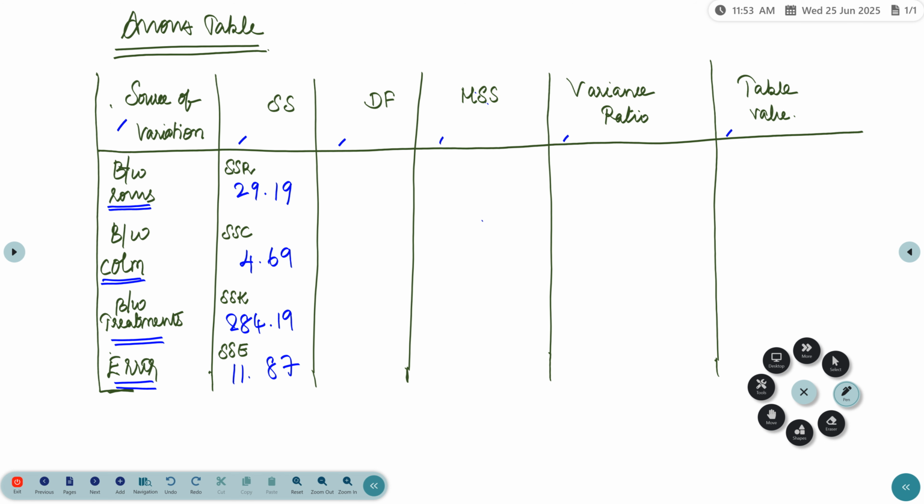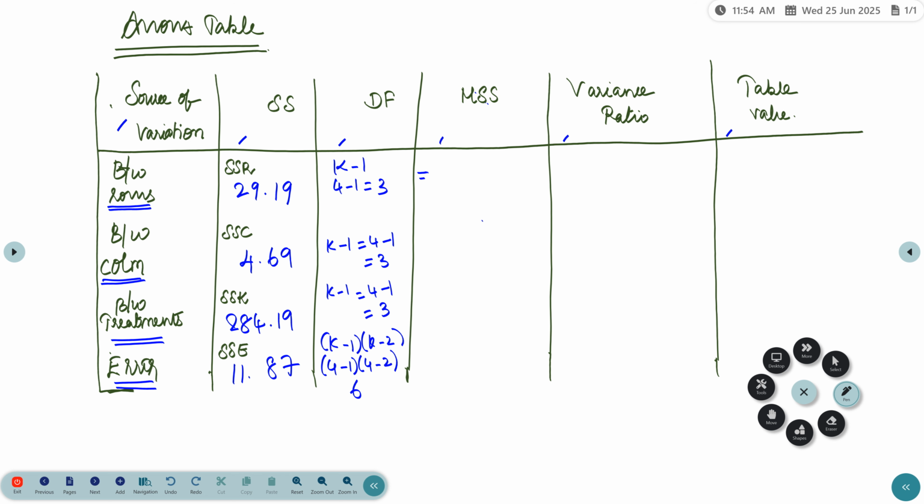Degrees of freedom is K minus 1, the number of rows minus 1. The number of rows is 4, so 4 minus 1 is 3. Here also K minus 1, 4 minus 1 equals 3. Here also K minus 1, 4 minus 1 equals 3. The error degrees of freedom formula is K minus 1 into K minus 2, that is 4 minus 1 into 4 minus 2, which is 6.